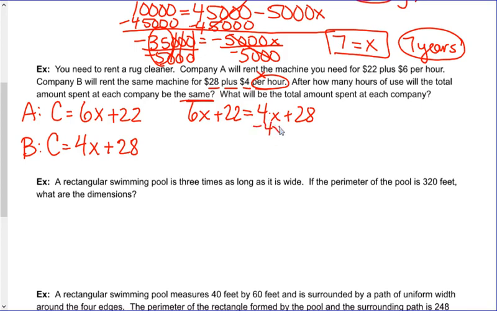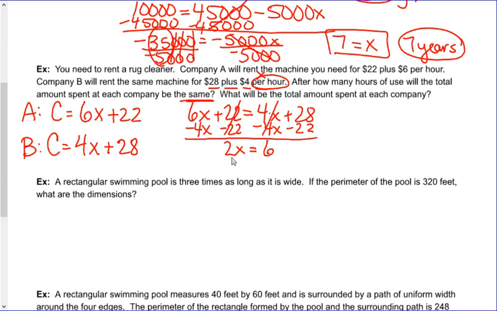So I'm going to subtract the 4x and bring it over here on this side, get my x's on the left. I'm also going to then have to get rid of that 22 over here. So I'm going to subtract 22 at the same time just to save a little bit of space and time. This goes away and that goes away. 6x minus 4x gives me a nice 2x. Remember, that label doesn't change. 28 minus 22 gives me a 6.